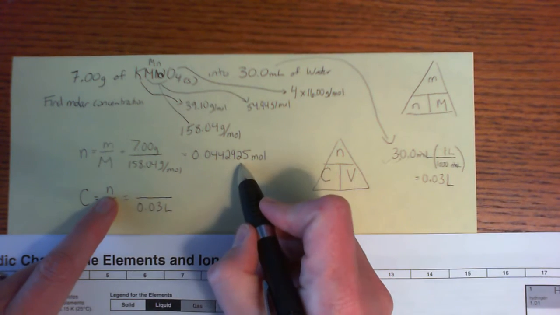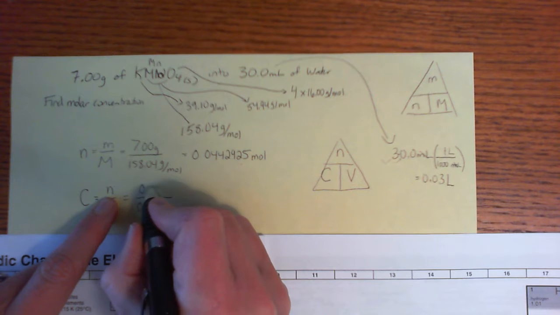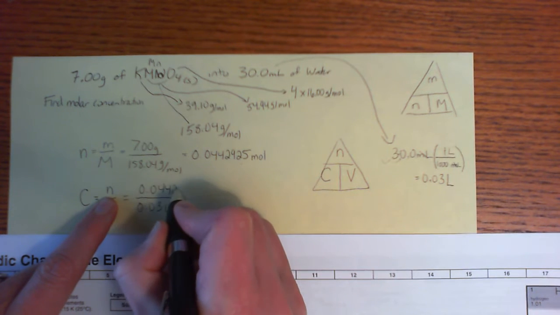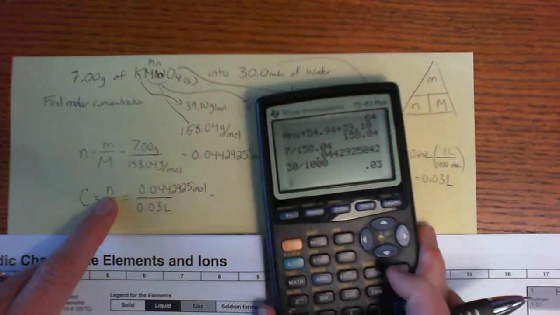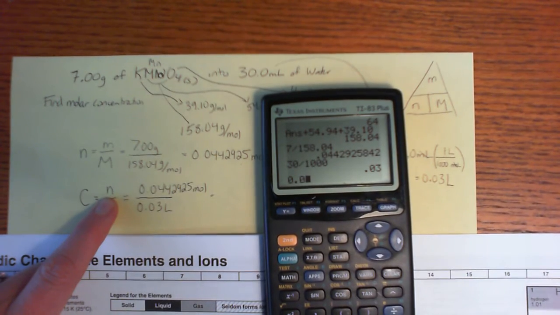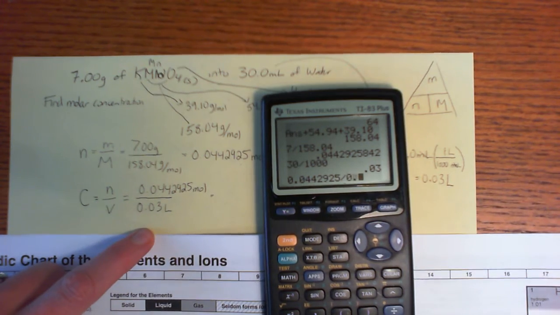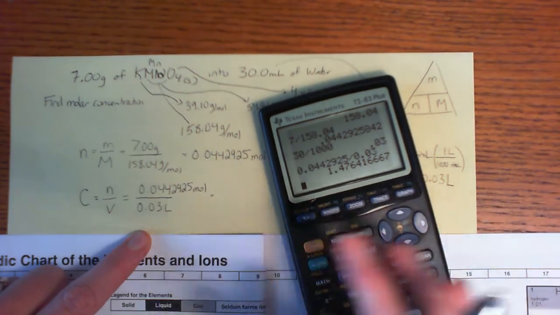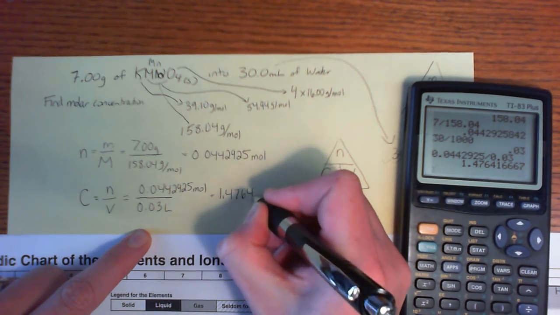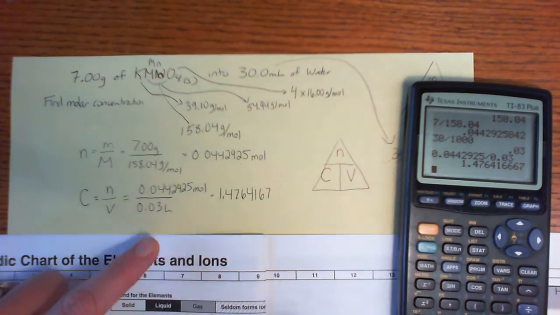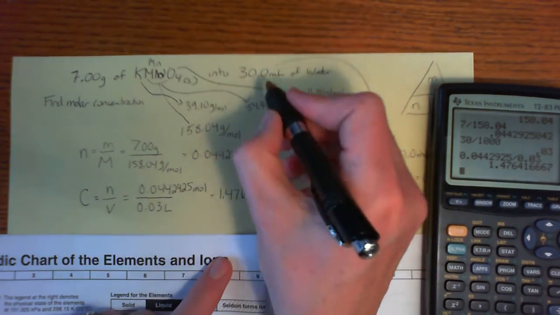Our moles, we calculated up here, 0.044292 moles. So let's see what we get. 0.044292 divided by 0.03 is 1.476416. I'll round now.